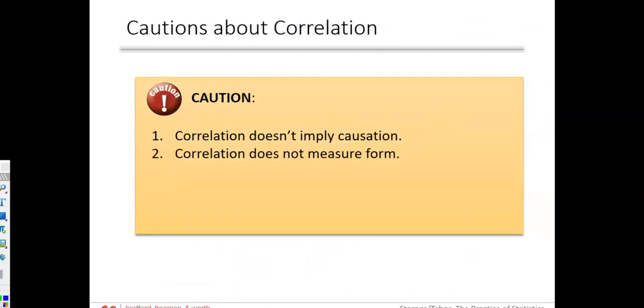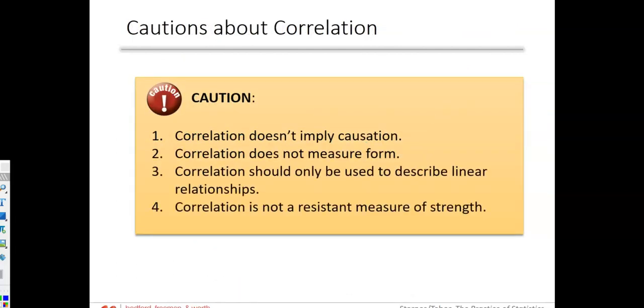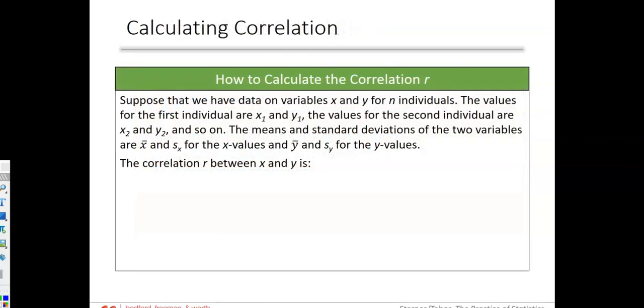I would write down these 3 or 4 things here. Correlation does not imply causation. We'll see that over and over again. It doesn't measure the form. It just measures how strong it is, so to speak, and the direction. So it only describes linear and is not a resistant measure. If you have one point that's kind of wayward, it's going to have a huge effect on the correlation. One outlier type point or unusual point will do that.